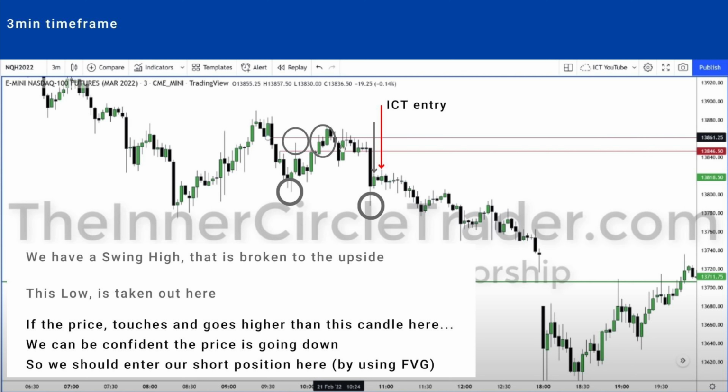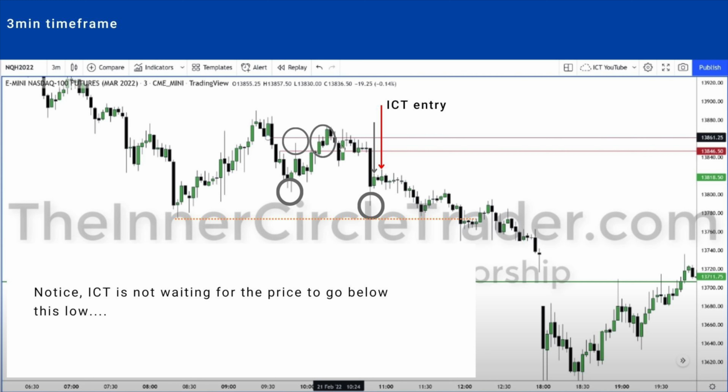And indeed, ICT tells us that he entered the position exactly here, where you see the red vertical arrow. Something interesting. ICT is actually not waiting for the price to go below this low, which you can see here with a dotted orange line. ICT is brave but also clever. Why? Because he has all the confirmations necessary with the swing highs, the swing lows, the break in market structure and the fair value gap, with a confirmation of his already existing bias that this is going to be the movement of the market. After ICT enters that position, the price actually starts going lower.